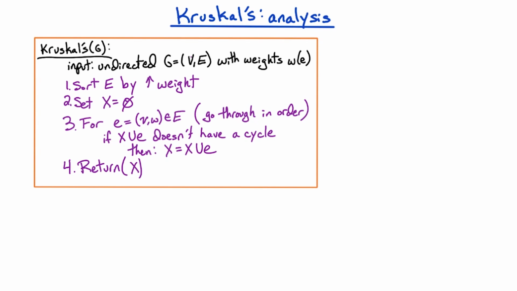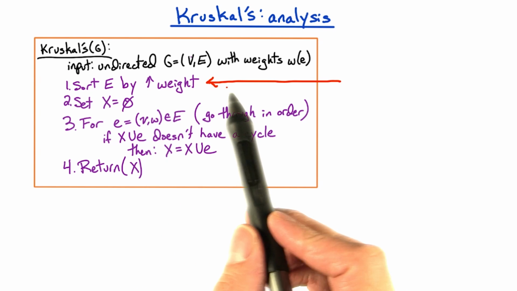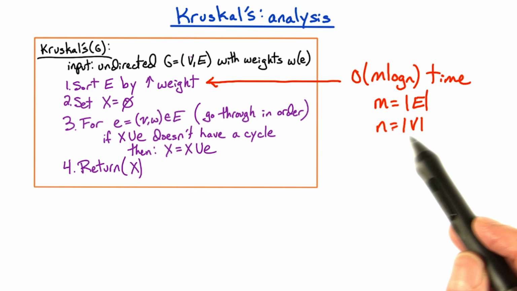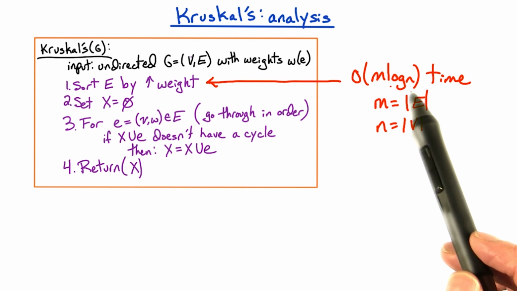Now let's take a look at the running time of Kruskal's algorithm, and then we'll look at the proof of correctness of Kruskal's algorithm. How long does it take to sort the edges by increasing weight? This takes order m log n time. m is the number of edges and n is the number of vertices. Note, of course, m log n is the same as m log m.